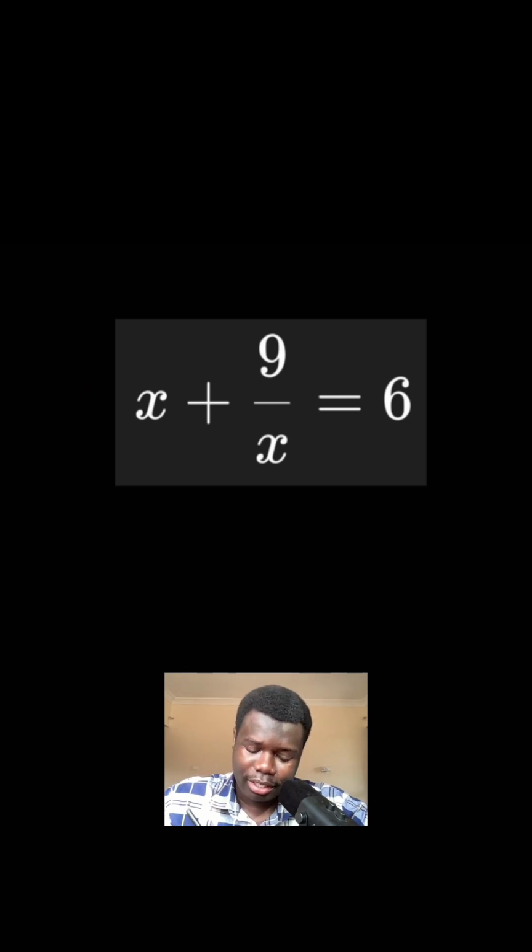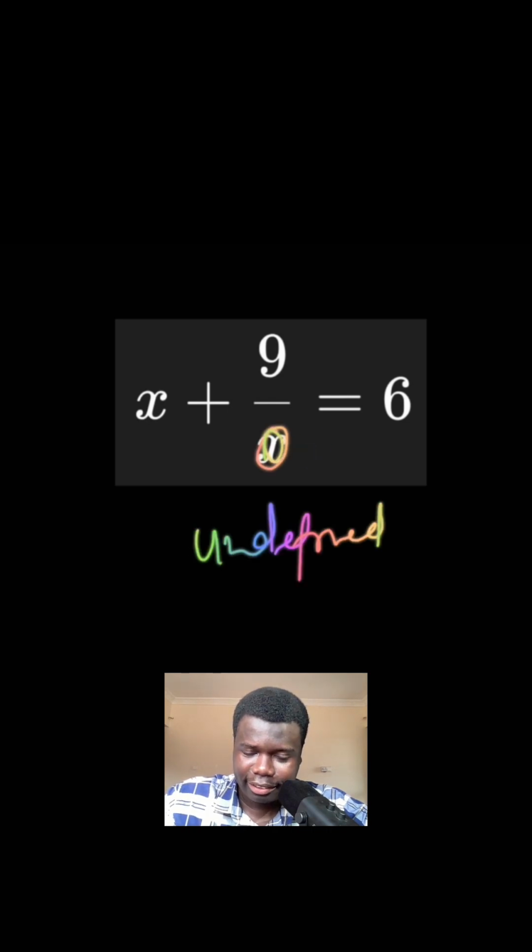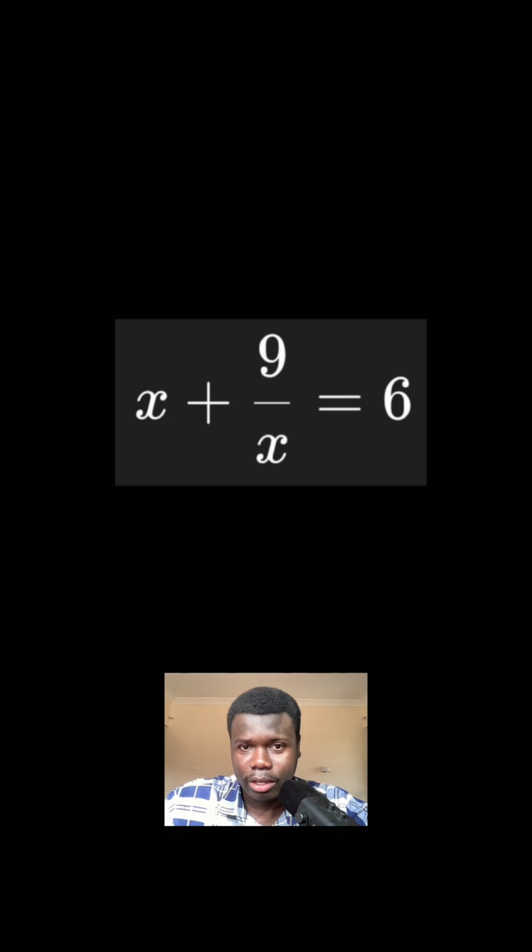Okay, great. So before we start, we are looking for the value of x in this equation where we have x plus 9 over x equal to 6. But there is something we should note before we move on. The value of x can never be equal to 0, because the moment the value of x is 0, you're going to have 9 over 0, which will make it undefined. So that is something we should take note of.